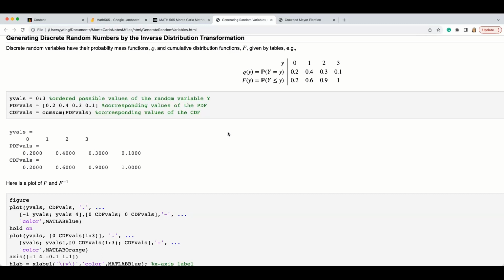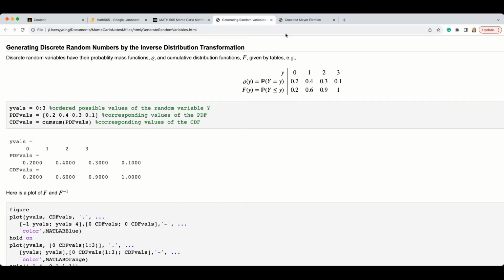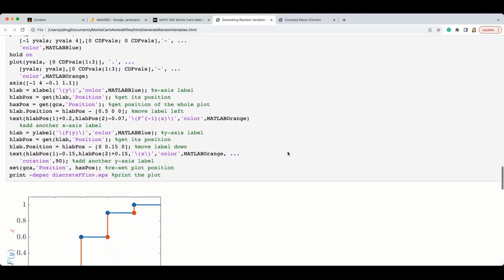I think this will be easier for you to understand for the discrete case. For example, we have y that can take 4 different values: 0, 1, 2, 3. And of course, this is a mass function, so the sum of them should be 1. For 0, the probability is 0.2, and 1 is 0.4, and 2 is 0.3, and 3 is 0.1. Then the cumulative function will be 0.2, 0.6, 0.9, and 1. All right. So here, let's try to plot this cumulative distribution function F first.